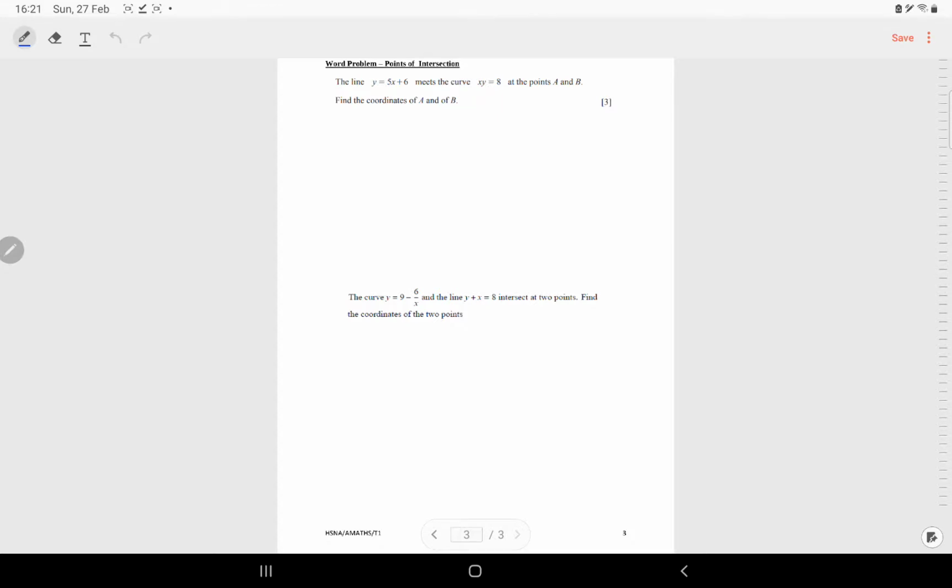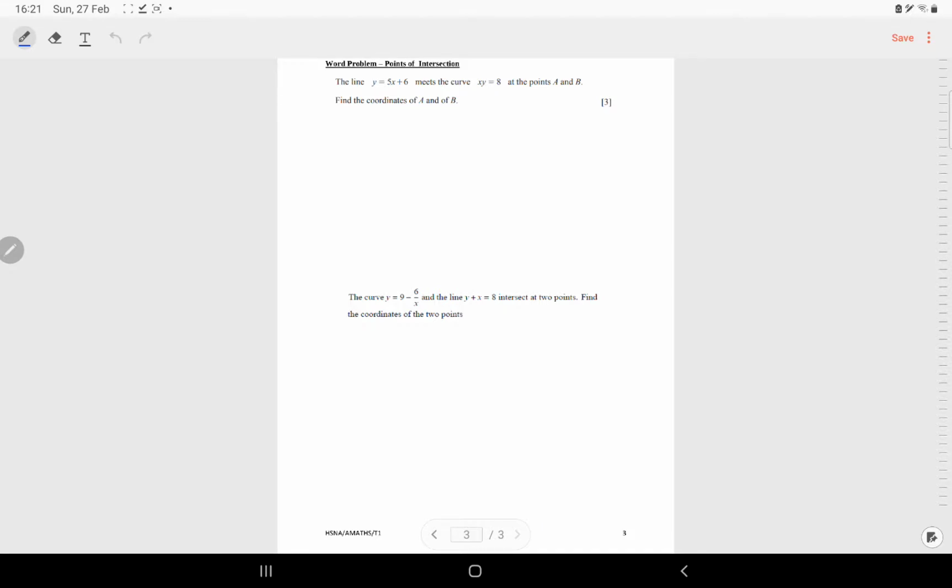Okay, so here let's have a look at the first example. The line y equals 5x plus 6 meets the curve xy equals 8 at the points A and B. Find the coordinates of A and B.